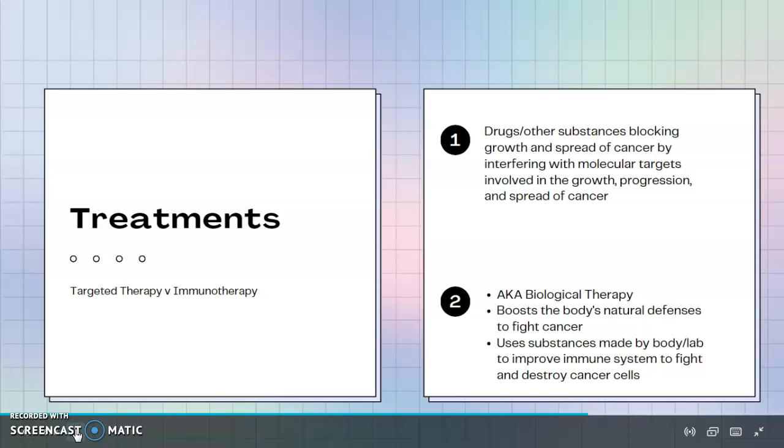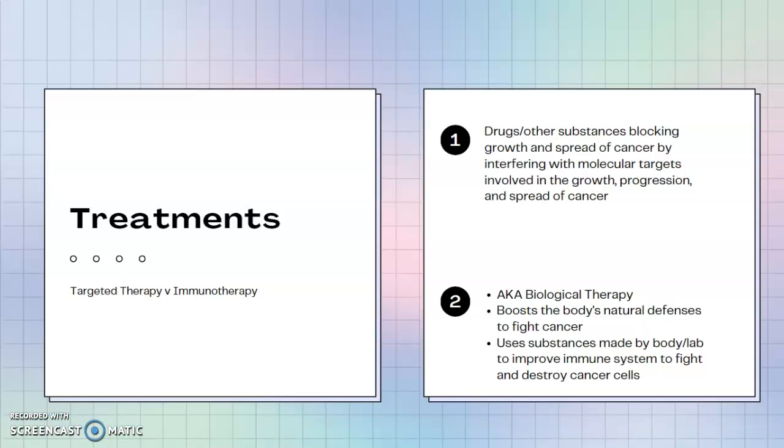And then we have our last two treatments that we'll be talking about, targeted therapy and immunotherapy. Targeted therapy is essentially when drugs or other chemicals block cancer growth by interfering with specific molecules involved with the growth, progression, and metastasis of cancer. And last but not least, we have immunotherapy or biological therapy, and it's a type of treatment that uses substances made by the body or in a lab to improve the immune system and destroy cancer cells.